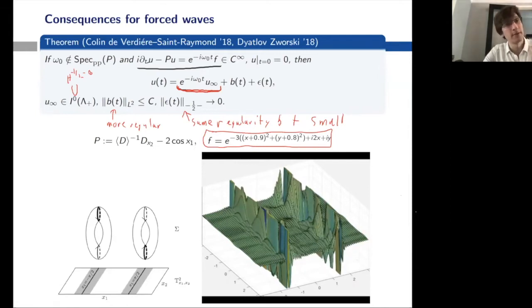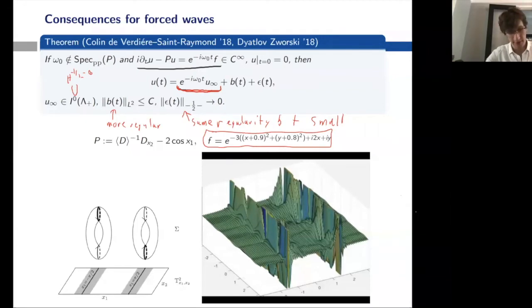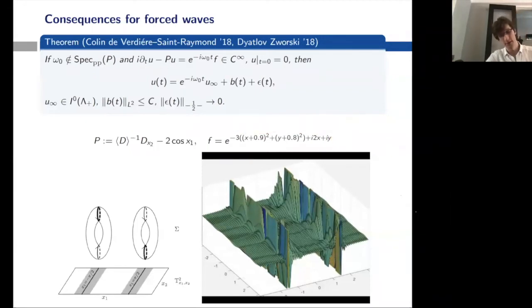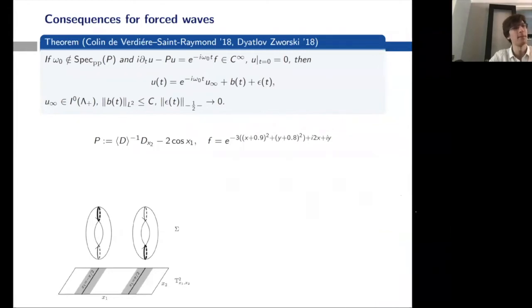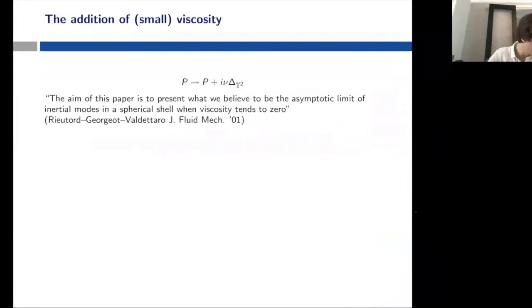Okay, so now we have some basic understanding of the spectral theory of these zeroth order operators, and we know to some extent what effect this structure has on the dynamics, right? But of course, in real life, fluids are viscous, and our model had no viscosity. So what I'm going to think about for the rest of the talk is what happens to the spectral theory if we add a small viscosity?